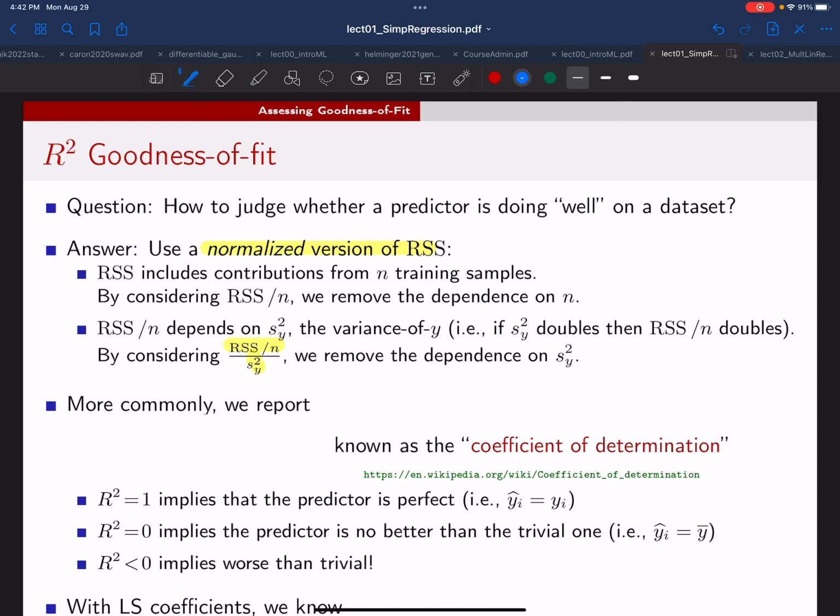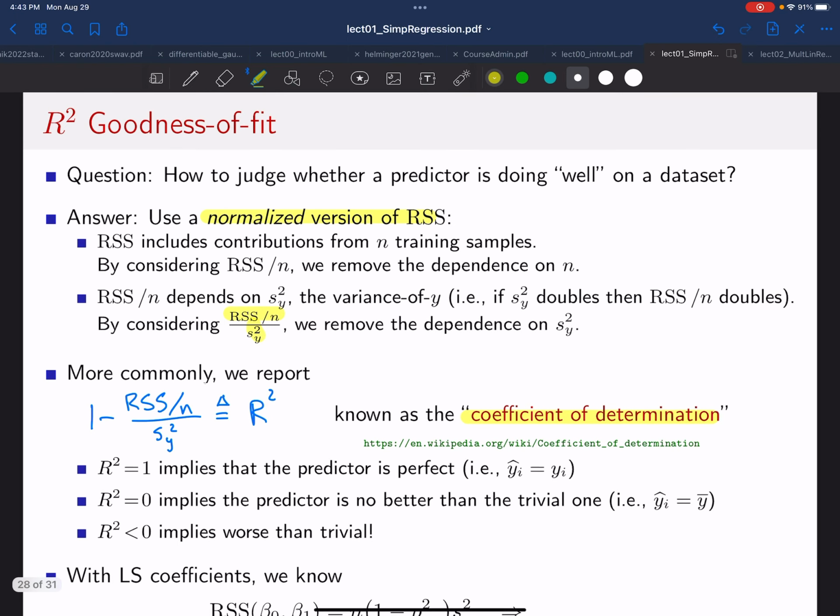We're going to talk about R squared because it's the way that it's always written up in books, and so I just want you to know exactly what R squared is. R squared is 1 minus this normalized quantity. So this is defined as the quantity R squared. It has this name, the coefficient of determination. If you read the Wiki page, you can see why it's called that, but it's not that important. What I think is more important is how to interpret R squared. So let's take a close look at R squared.